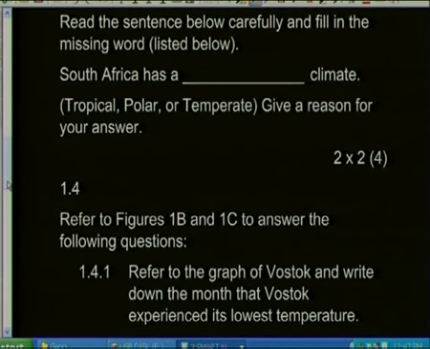Is it tropical? Is it polar? Or is it temperate? Now, tropical is your terminology. Tropical means very hot, polar means very cold, and temperate means mild. That is summer. It's not too hot, it's not too cold. So we have to figure out that for 2 marks, it is temperate.